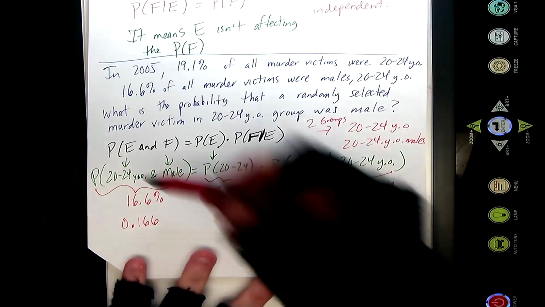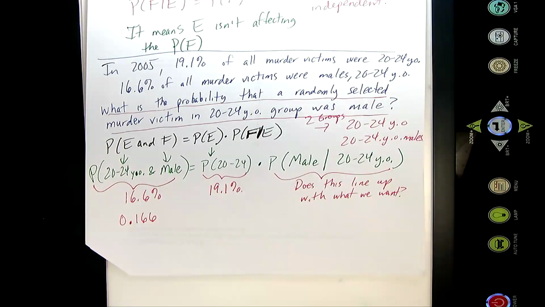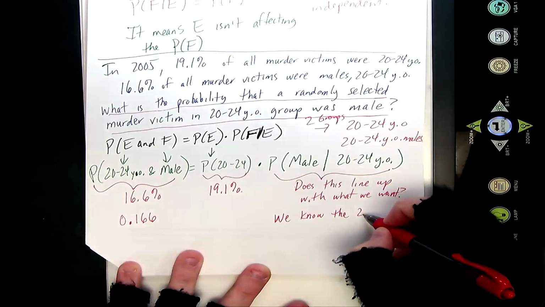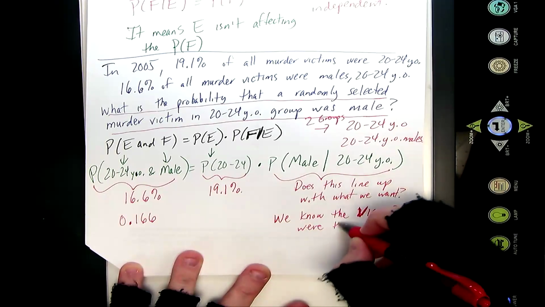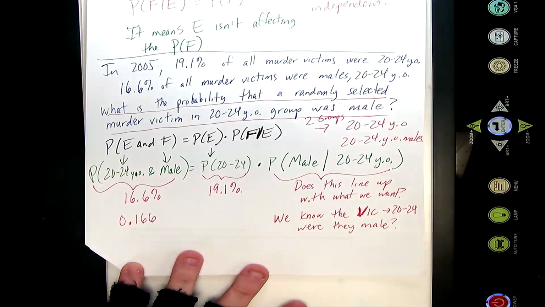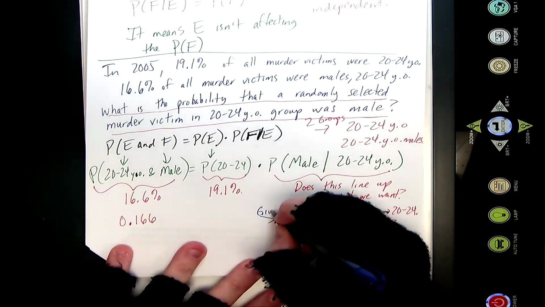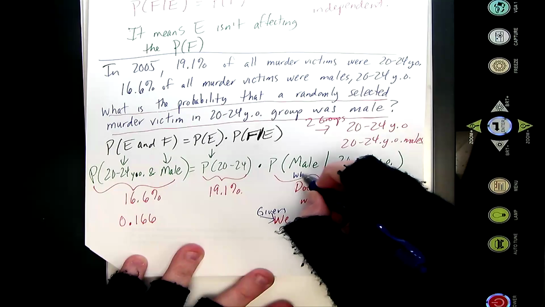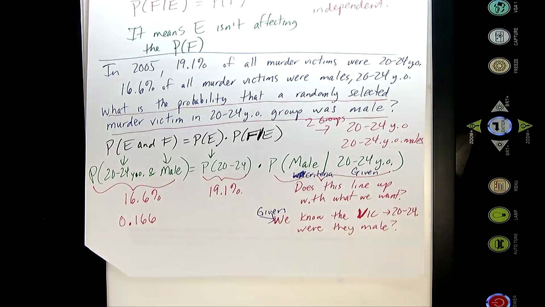That would be this last sentence here. What is the probability that a randomly selected murder victim in the 20 to 24-year-old group was male? The way that sentence reads is, we know the victim was 20 to 24 years old. Were they male? The victim being 20 to 24 years old is a given piece of information. That's given. And this is what we want, that does line up. Given. Want. Or the criteria. So that is what we want.